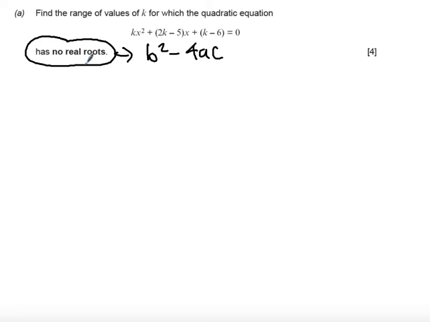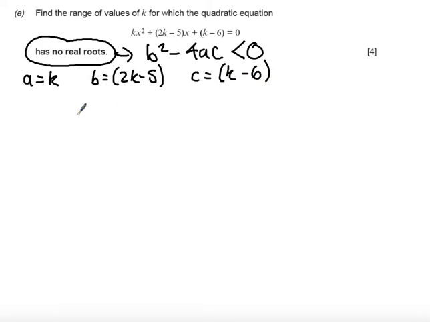So the three scenarios: you can have two real roots, one repeated root, or no real roots. In this situation, what we're looking for is the discriminant b squared minus 4ac. It must be less than 0. I find it's a good idea to state what a, b and c are, just to clarify in our mind what they are. So a is the coefficient of x squared, b is the coefficient of x, so 2k minus 5, and c is the constant, which is everything else that's not attached to x or x squared.